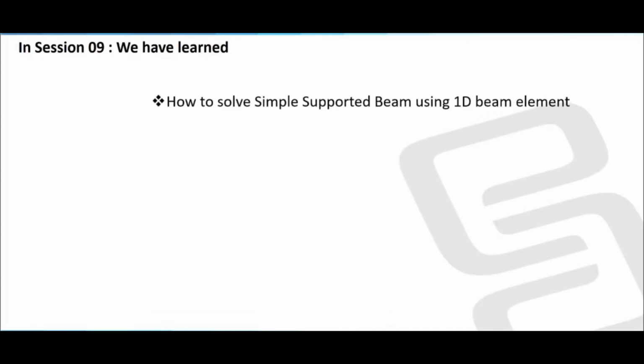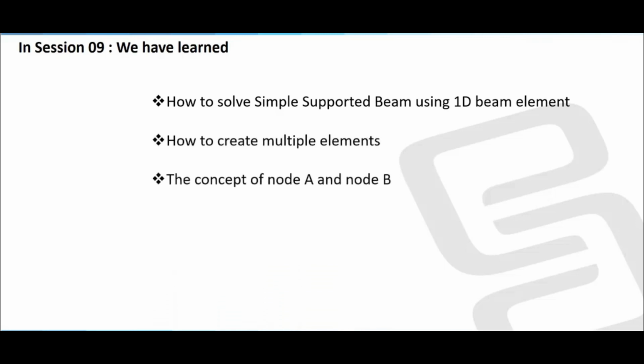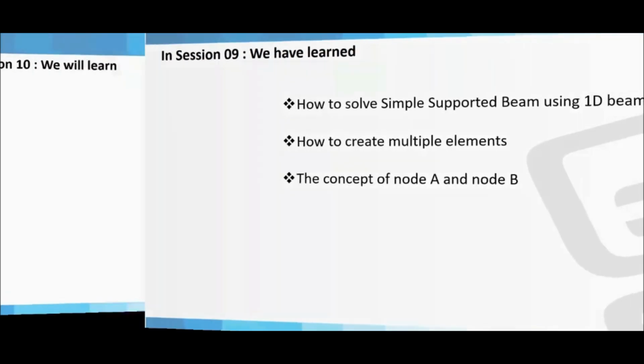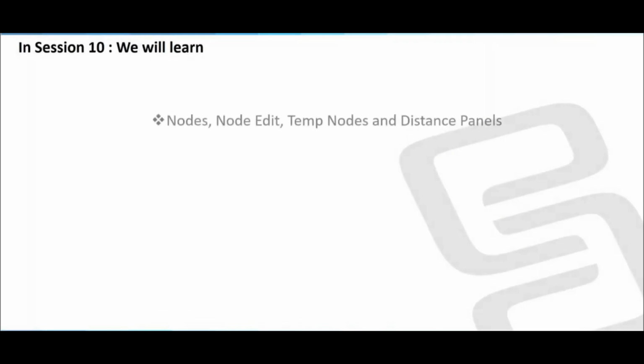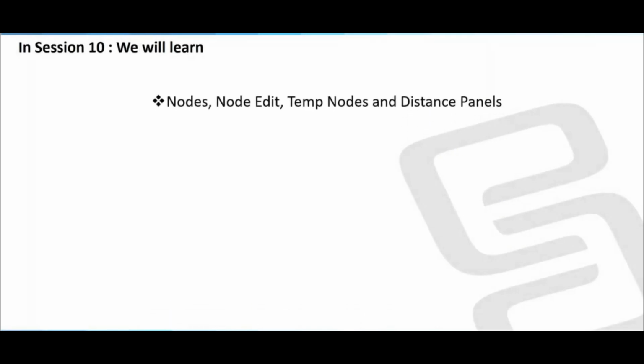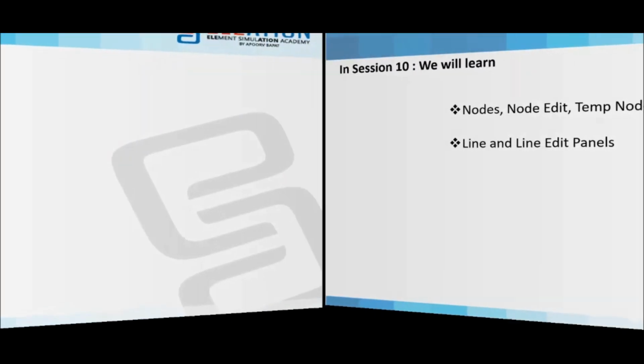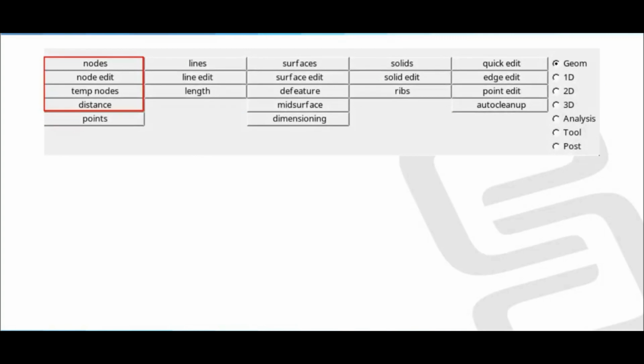We have learned how to solve a simply supported beam using 1D beam element, how to create multiple elements, and the concept of node A and node B. In session 10, we will learn node edit, temporary nodes and distance panels, line and line edit panels. So first, here are the panels we are going to see highlighted on this figure.